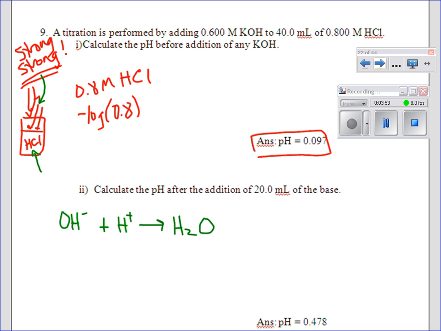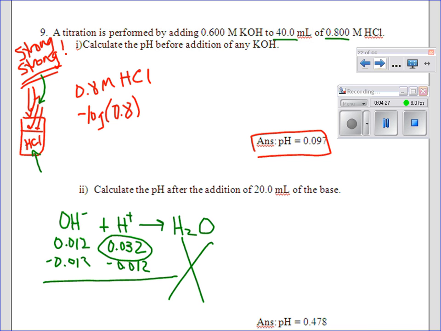So let's first find the moles of H plus. We take our 0.04 liters times our 0.8, so this is 0.032 moles of that. This does not change. Okay, we're not going to ever add more acid in the titration. We're only adding base. And when we take our 20 mL of 0.6 molar, it's 0.02 times 0.6, that's 0.012 moles. So now it's just limiting reagent. Which one's going to run out first? Minus 0.012, minus 0.012. We don't care about the water. So we're left with 0 here, and we have 0.02 moles here.